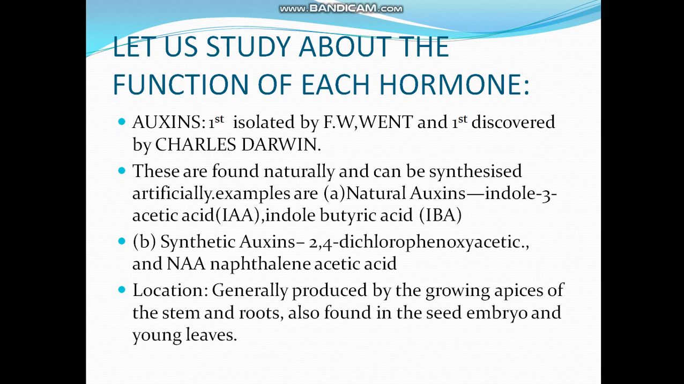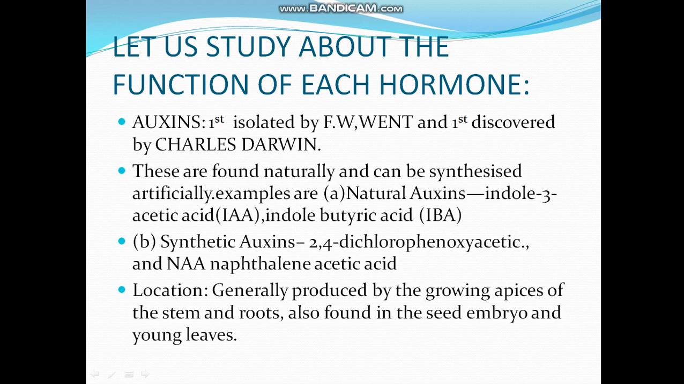Now in the last lesson we read about the coordination, and in this video let us study the function of each hormone. The first hormone is auxins. It was first isolated by F. W. Went and first discovered by Charles Darwin. These are found naturally and can be synthesized artificially. Some examples are the natural auxins, that is indole 3 acetic acid (IAA) and indole butyric acid (IBA). The synthetic auxins are 2,4-dichlorophenoxyacetic acid and NAA, naphthalene acetic acid.